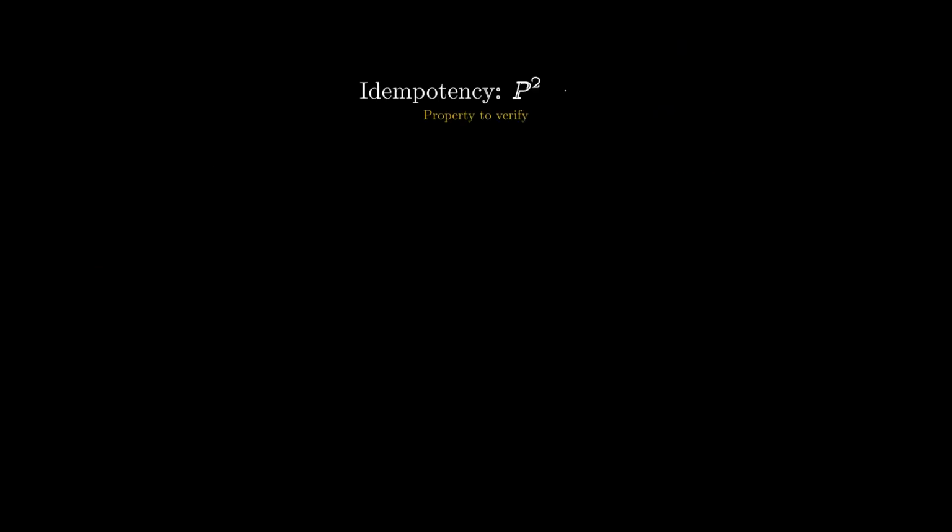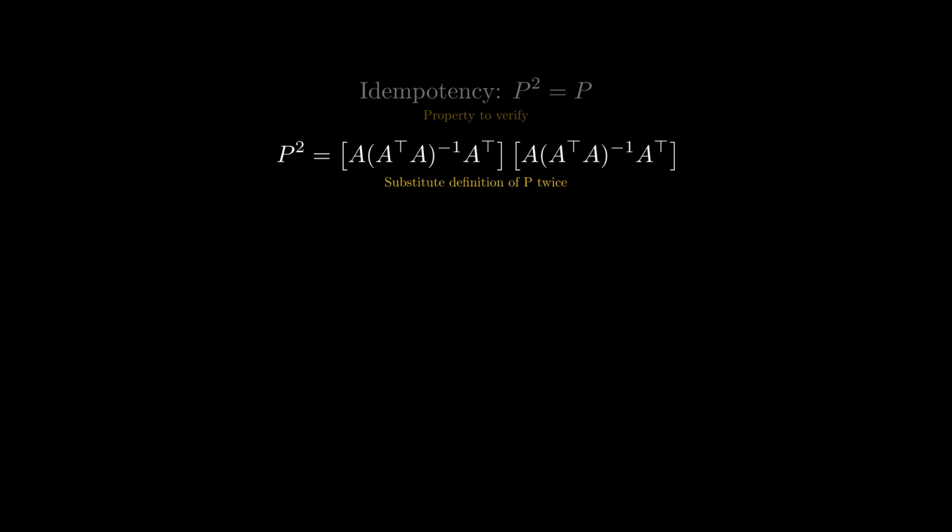Now we verify a defining property. P squared equals P. This property is called idempotency. It means applying the projection matrix twice gives the same result as applying it once. Let's write it out. P squared equals A times (A transpose A) inverse times A transpose, multiplied by another copy of A times (A transpose A) inverse times A transpose.